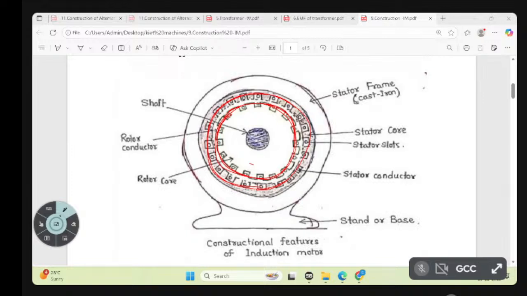Double revolving theory. Okay, so this is about induction motor.